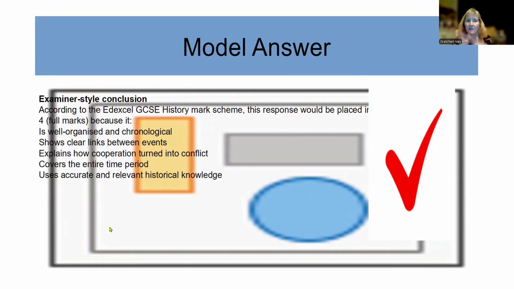Okay, so according to the Edexcel GCSE History mark scheme, this response would be placed in Level 4, full marks, because it is well organized and chronological, shows clear links between events, explains how cooperation turned into conflict, covers the entire time period, so don't leave anything out and don't go over the time period, and uses accurate and relevant historical knowledge.